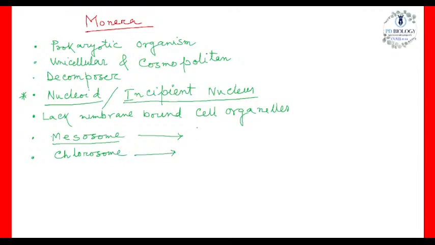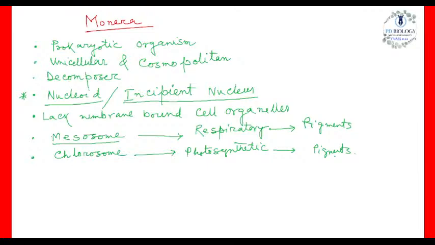Mesosome, respiratory structure, and chlorosome, that is photosynthetic structure. Mesosome contains respiratory pigments, and chlorosome contains photosynthetic pigments. Both are associated with separate pigments. One is respiratory, another is photosynthetic.